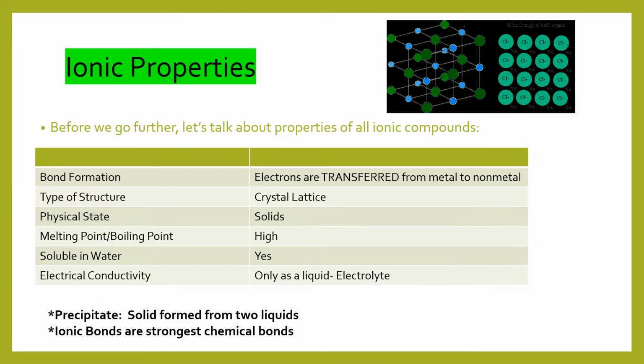All right, before we go further, let's talk about some ionic properties. So these are some properties of all ionic compounds. First of all, their bond formation. It's very important that you know that in an ionic bond, electrons are transferred from a metal to a nonmetal. So they are given from a metal and taken by a nonmetal, okay? We'll be studying a different type of bonding after this in which the electrons are shared. So you want to make sure you understand that they are transferred, so given and taken in ionic.